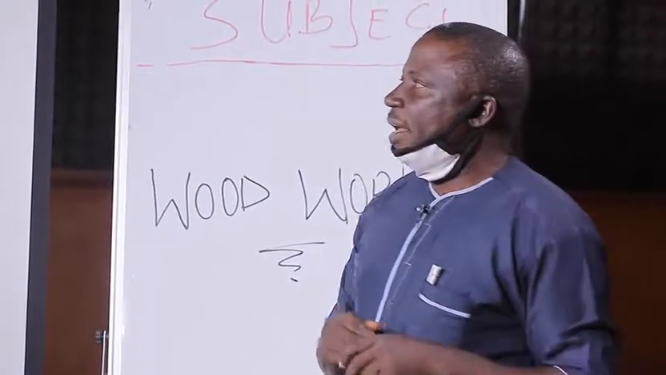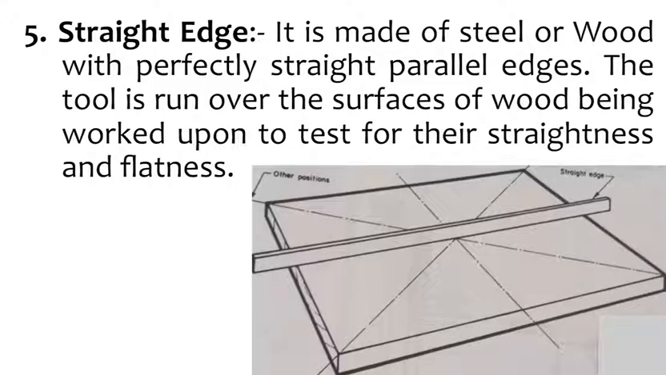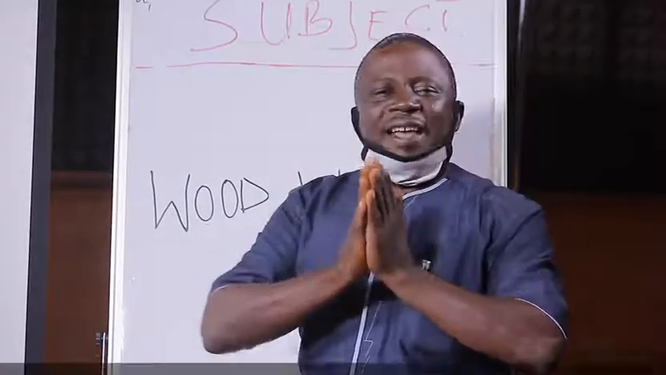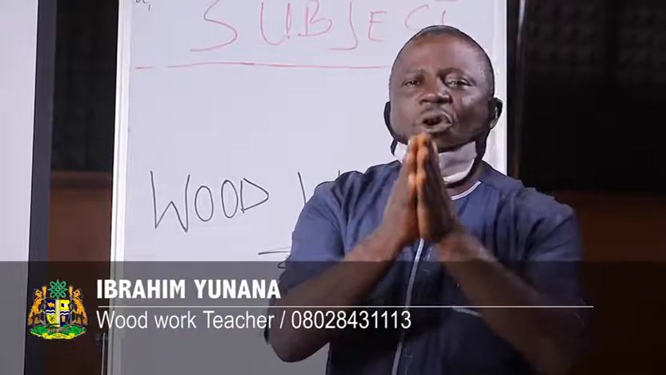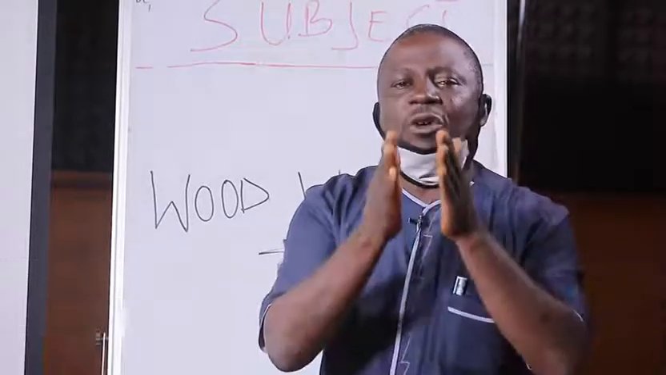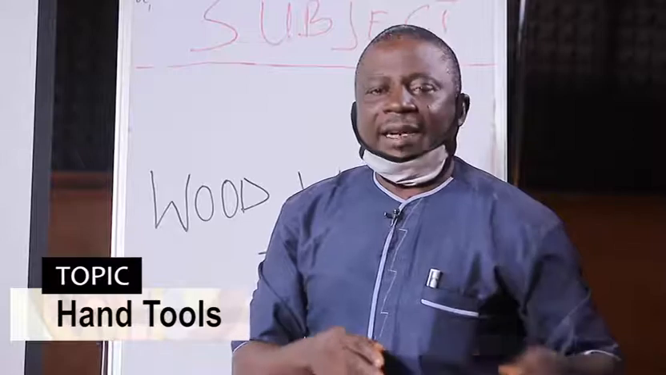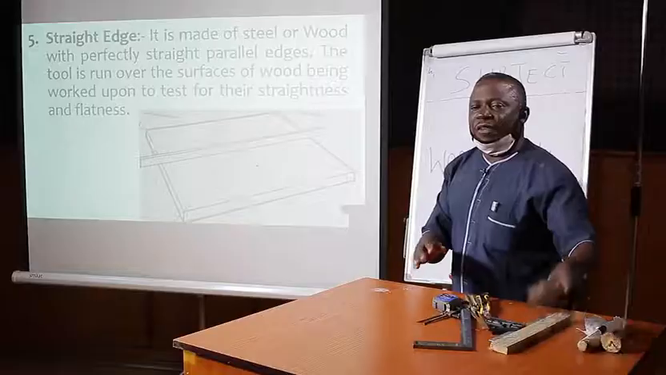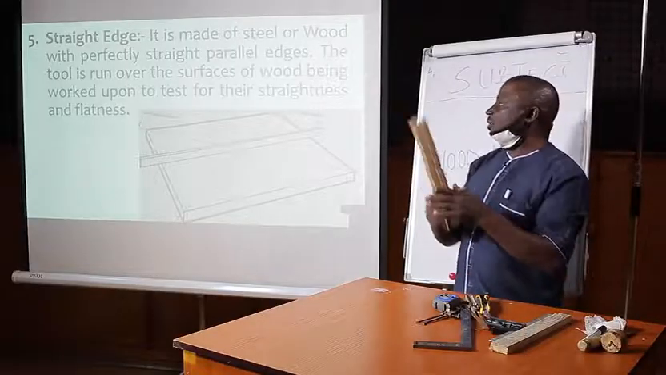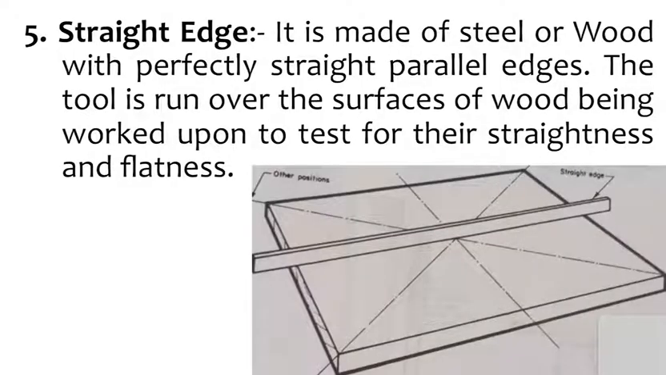The next is the straight edge. I do not have the physical straight edge here, but as the name implies, it is a straight piece of wood, or made of metal, that is used for testing surfaces. Supposing I use this one as a straight edge. Look at it on the drawing, and this serves as a surface.